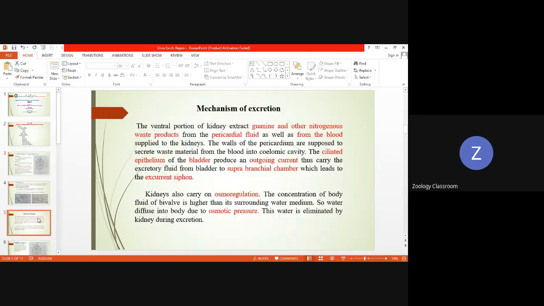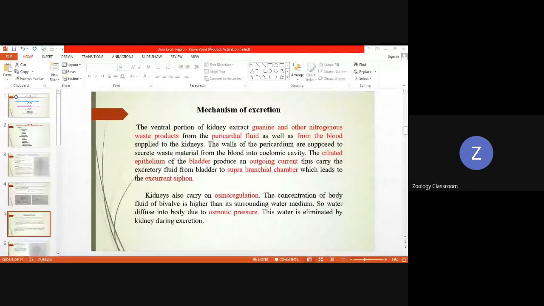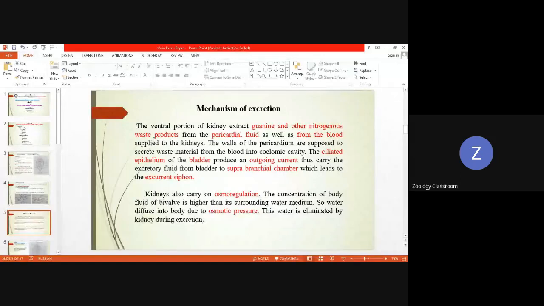Okay. Now, the mechanism of excretion. The ventral portion, that is the kidney proper, extracts mainly guanine and other nitrogenous waste products from the pericardial fluid, because its anterior end, that is the renopericardial aperture, is in the pericardial fluid, as well as from the blood supplied to the kidneys. So from both these locations, the kidney proper is extracting the nitrogenous waste products.